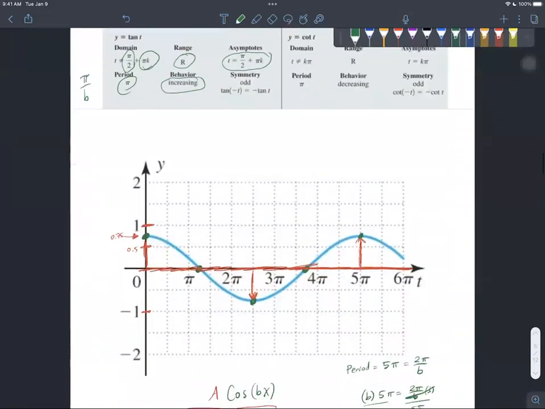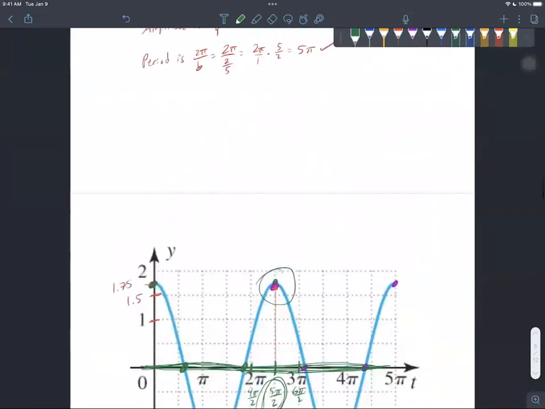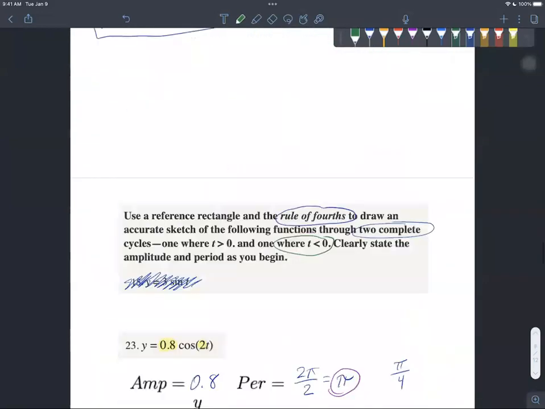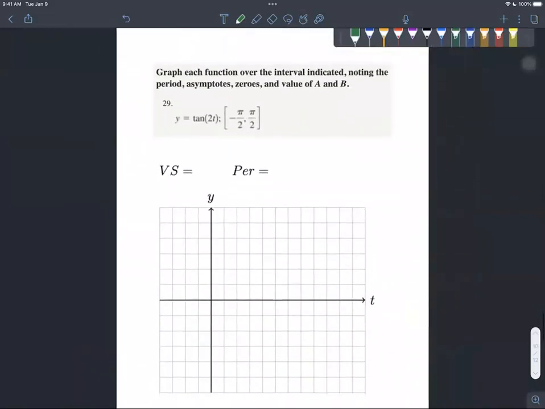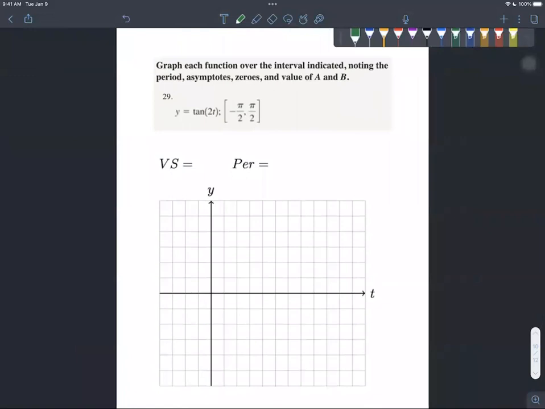All right, so let's go ahead and take a look at, do we have an example of one of these? I believe we're just going to jump in and graph one. So let's go ahead and graph this. And it says graph each function over the interval indicated, noting the period, asymptotes, zeros, and value of a and b.